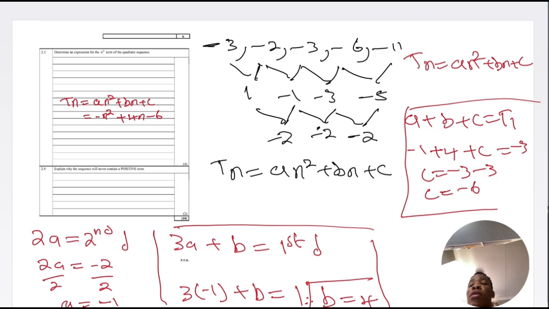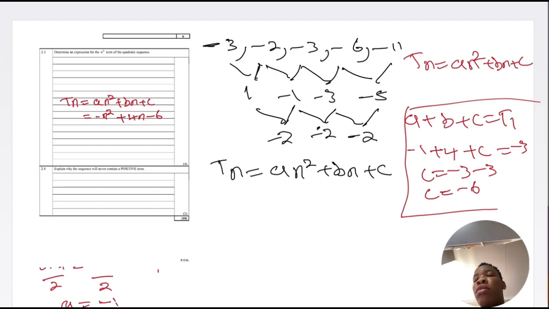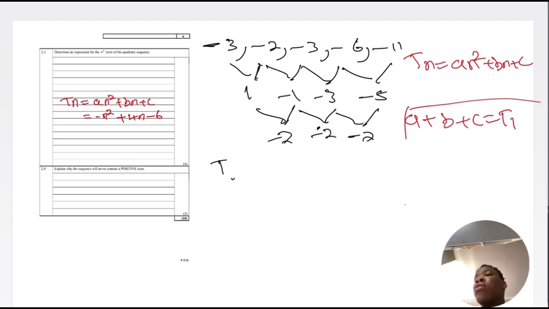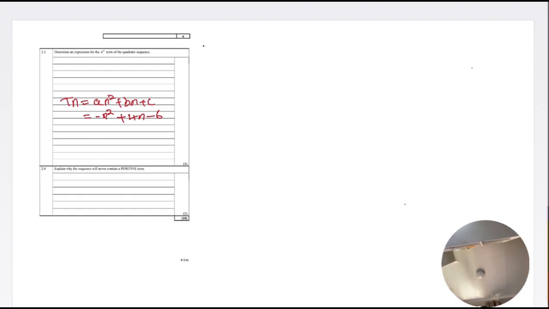Then they're now saying explain why the sequence will never contain a positive term. Okay, we already have our sequence there. So remember, it is a quadratic equation, so it must have a turning point. So let's find the turning point.